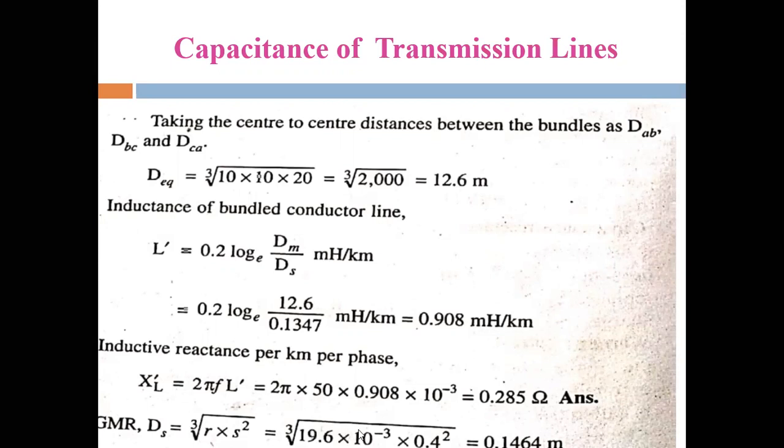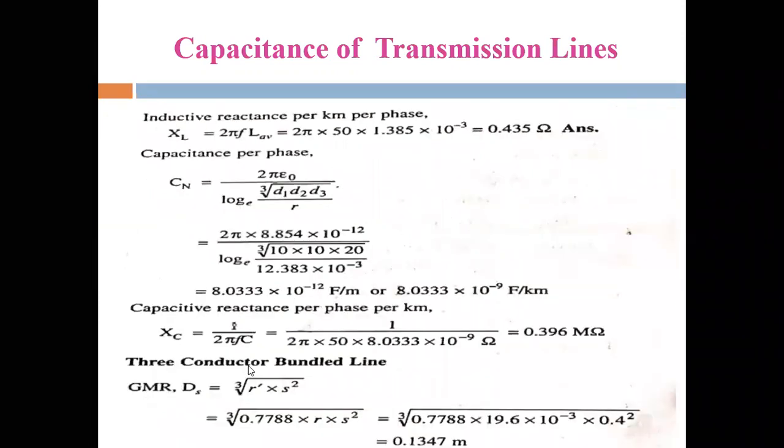19.6 into 10 power minus 3. In this case, we are taking GMR, the geometrical mean radius ds. The formula is cube root of R into S square. It does not use the R dash formula; we are only using R, the radius of that conductor.